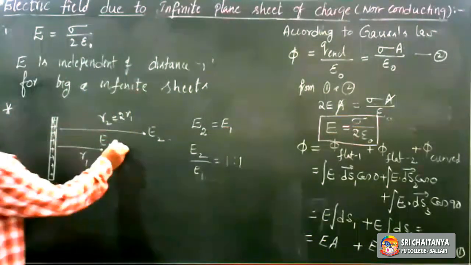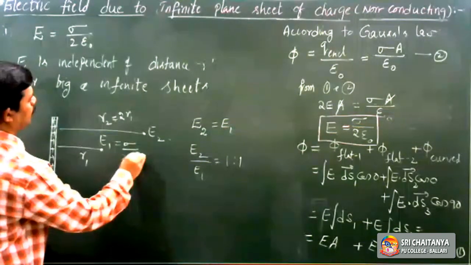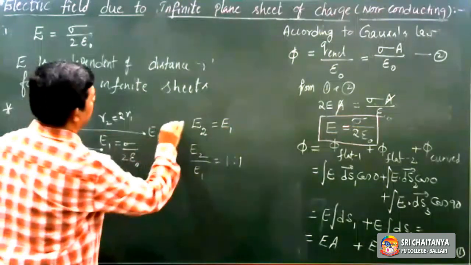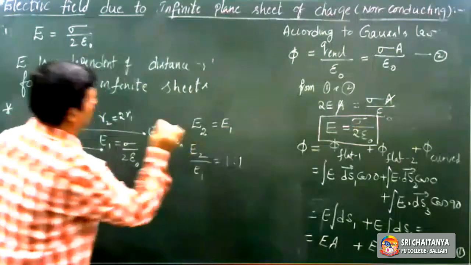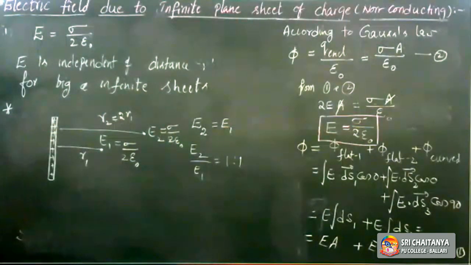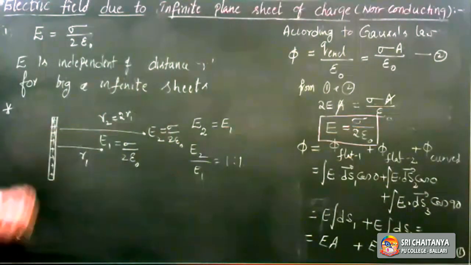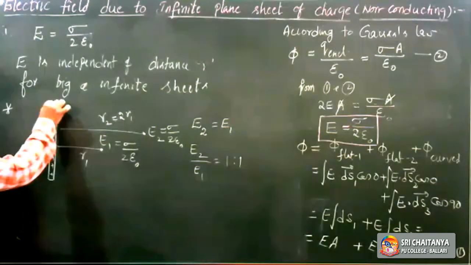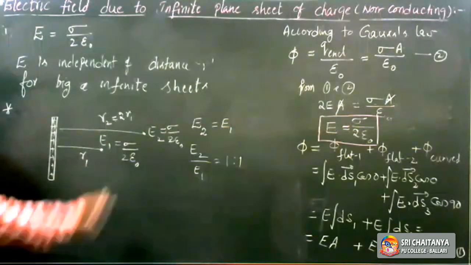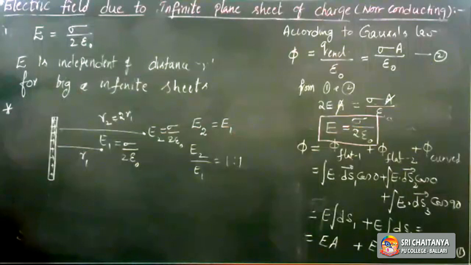Why, sir? E1 is sigma by 2 epsilon naught. E2 is sigma by 2 epsilon naught. There is no R term, it is independent of the distance for big sheets. E2 by E1 is 1:1, right? One thing. Second, this is one problem generally.